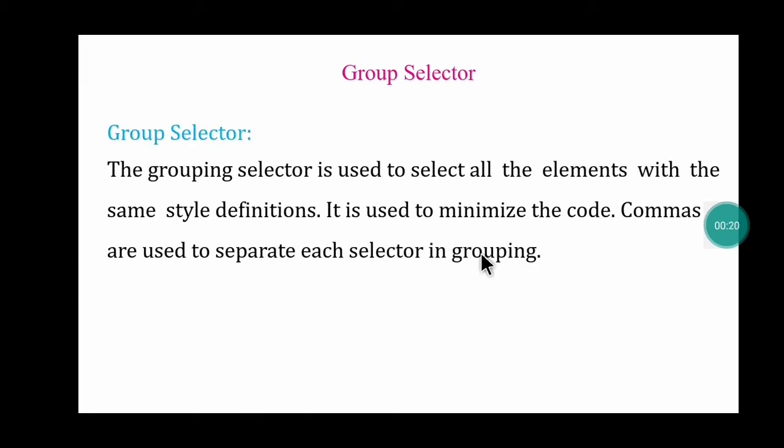What is group selector? The grouping selector is used to select all the elements with the same style definitions. It is used to minimize the code. Commas are used to separate each selector in grouping. In short, grouping selector means instead of using the separate selector, we can make them together and use. So that is called a grouping selector. For example, instead of using H1, H2, paragraph tag separately, we can make them together as H1, H2 and P, and we can use them in HTML elements.